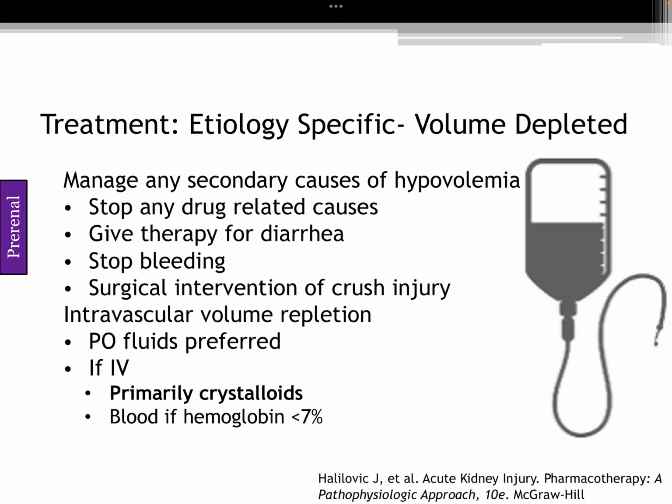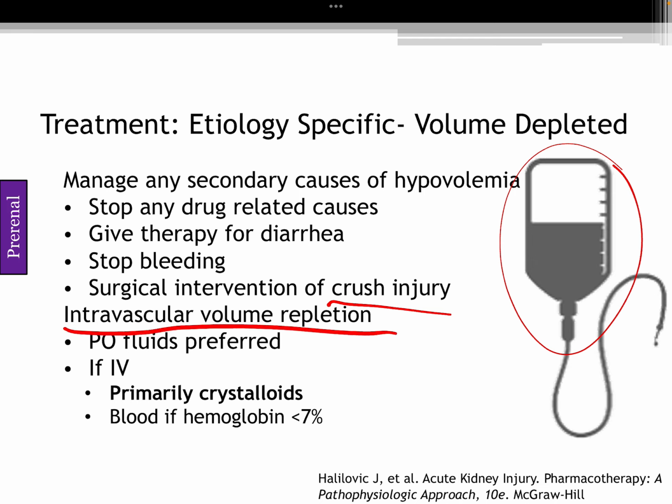To treat, obviously, fluids will play a big part. You do want to make sure that you stop any secondary causes, giving therapy for diarrhea, for example, stopping any drug-related causes, stopping bleeding. And if there is a crush injury, often it will require a surgical intervention. In order to fix hypovolemia, we give volume. So you'll want to replace intravascular volume. If it is severe, you want to use crystalloids IV. But if the patient is able to tolerate oral therapy and can take in fluids by mouth without vomiting, then we will try to use PO fluids. You only give blood if the hemoglobin is less than 7.